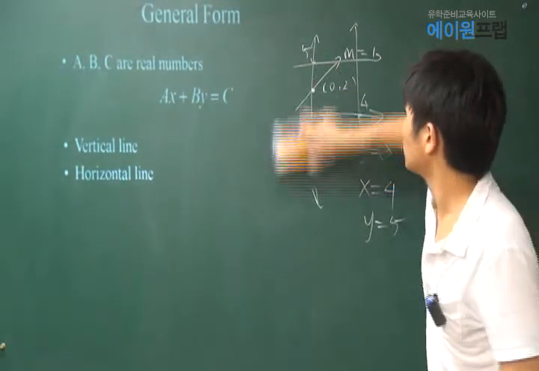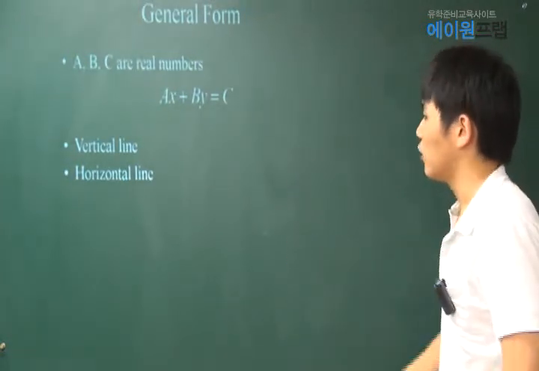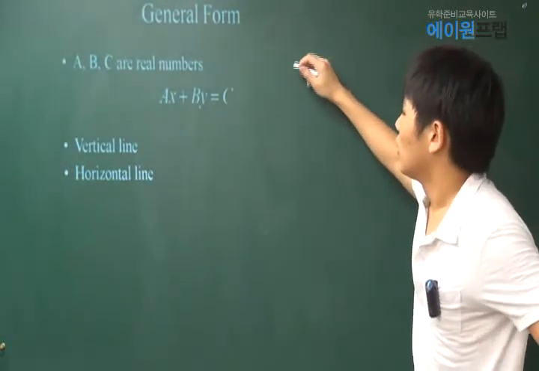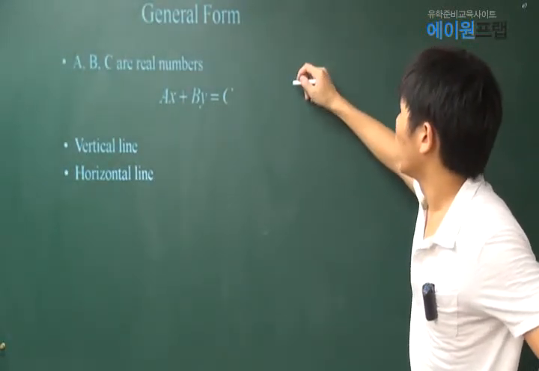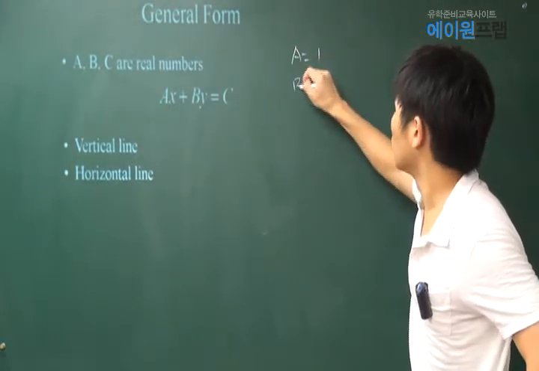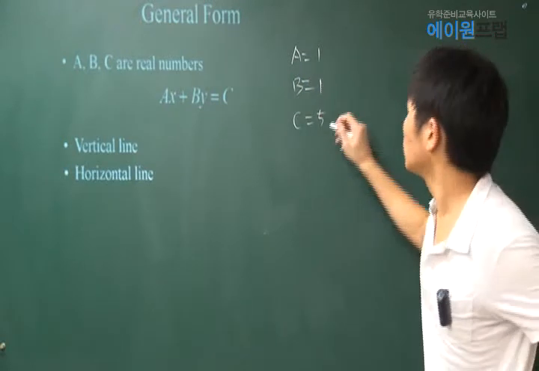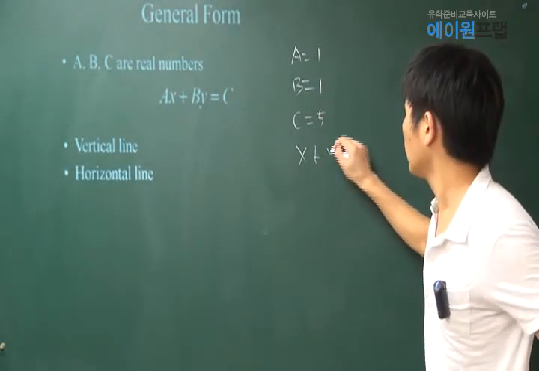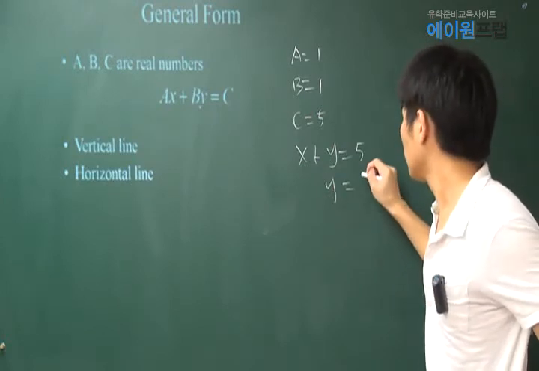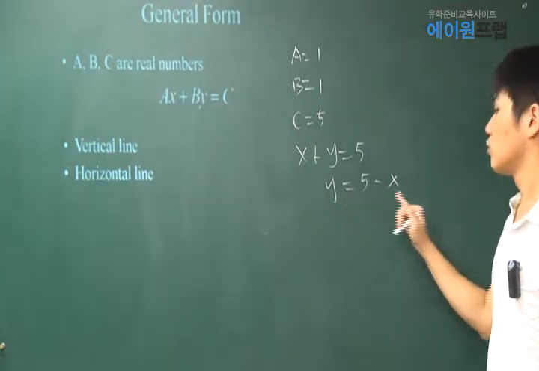So the next form is the general form. The general form is ax plus by equals c. Okay, so in this case, let's just say we have a equals 1, b equals 1, c equals 5. Let's write that out: x plus y equals 5. This is equivalent to y equals 5 minus x if you write it in slope-intercept form.